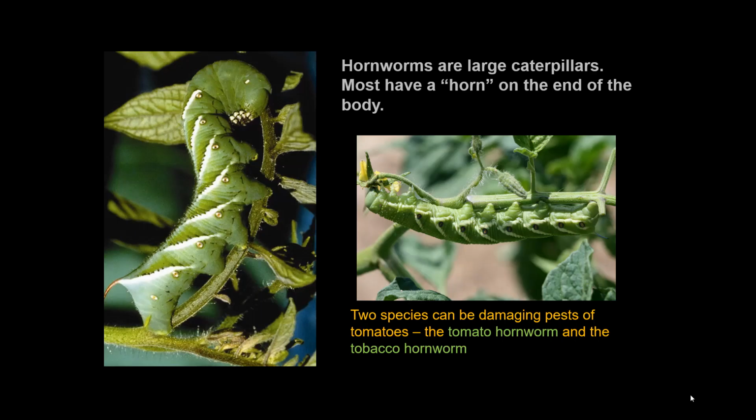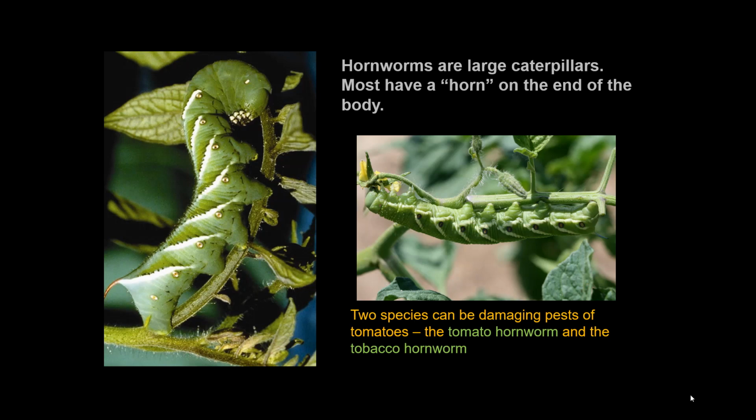Now, hornworms are large caterpillars. Almost all of them have a horn at the end of the body. There is actually one that is hornless that is on the Virginia creeper, and two of them are pests of garden plants: the tomato hornworm and the tobacco hornworm. These insects, I think, do bother gardeners sometimes because they not only eat a fair amount if it's on your tomato, but they are large and they have that scary looking horn on the hind end.